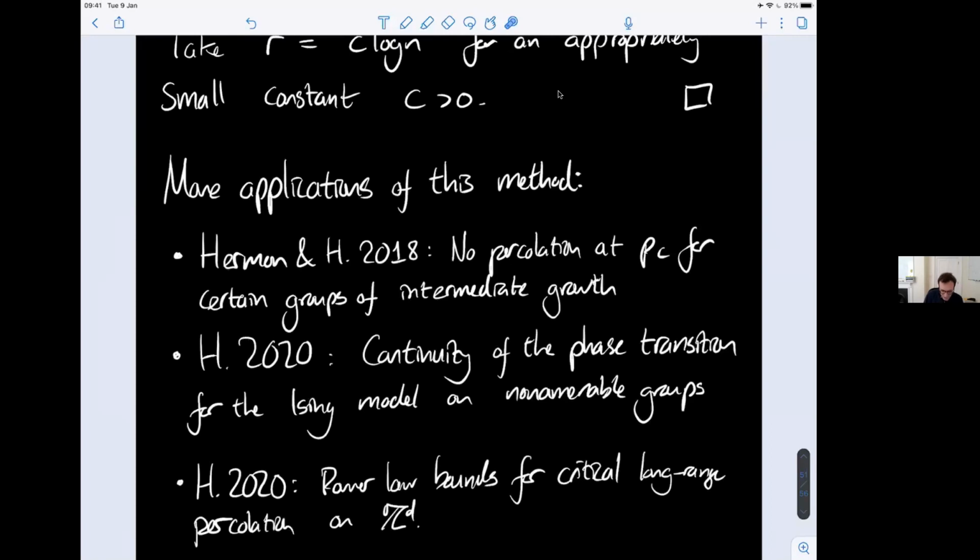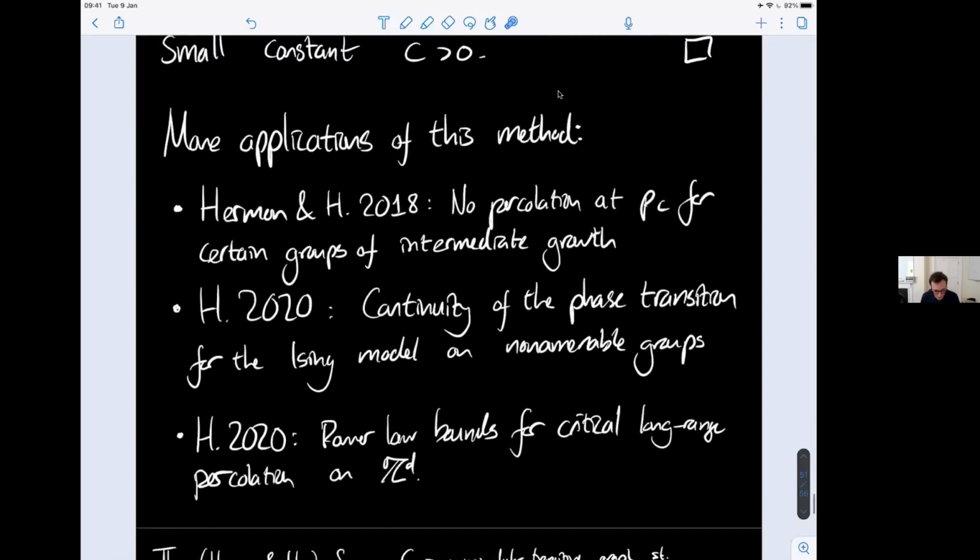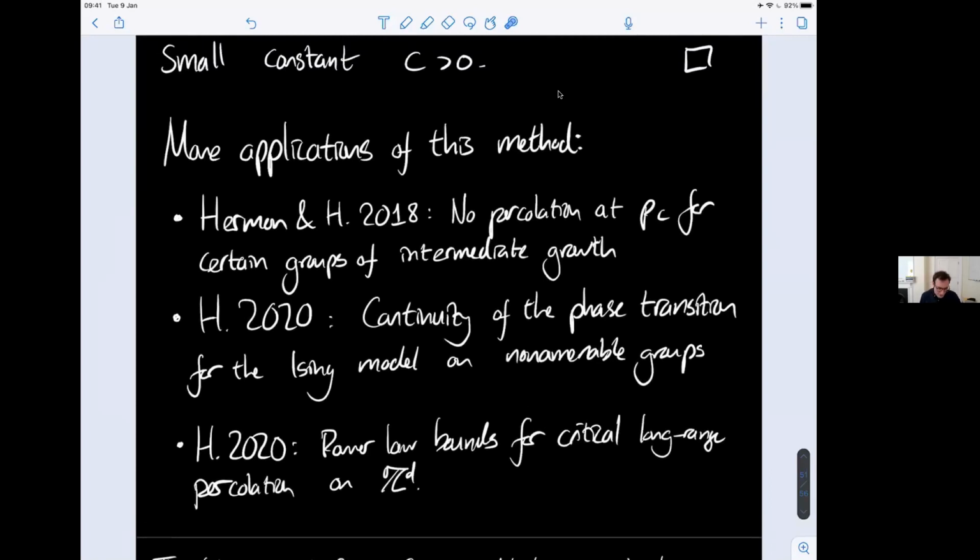Then more recently, I've used variations on the same thing to prove continuity of the phase transition for the Ising model on non-amenable groups. And again, you get all these parallel type bounds as well, which is nice. And then even more recently, using this to show bounds for critical long-range percolation on Z^d. And it seems like there's certainly scope for more things to be proven using these ideas.